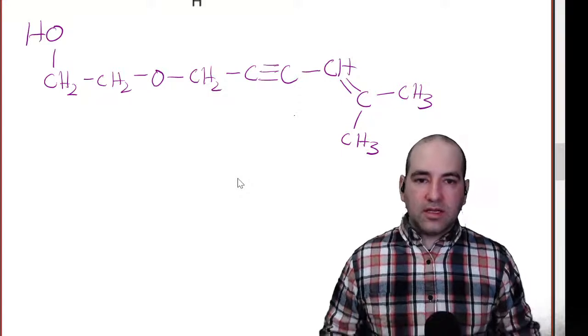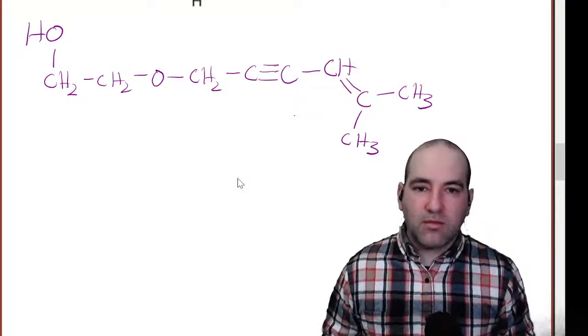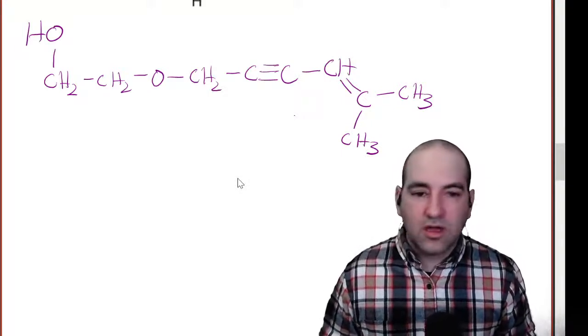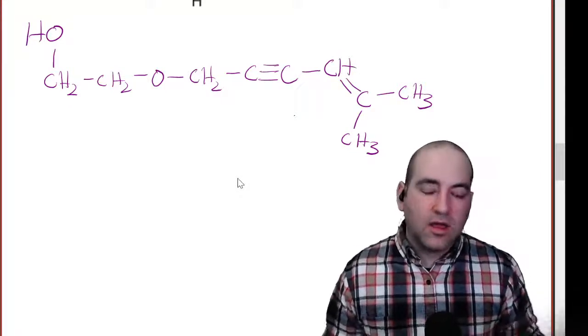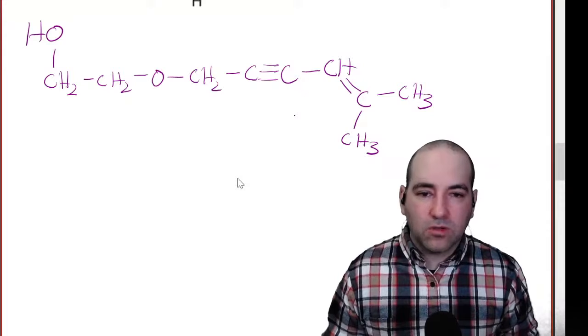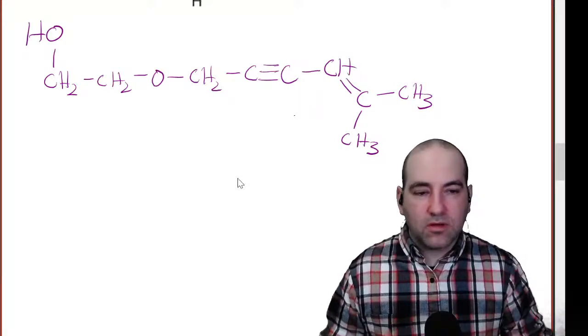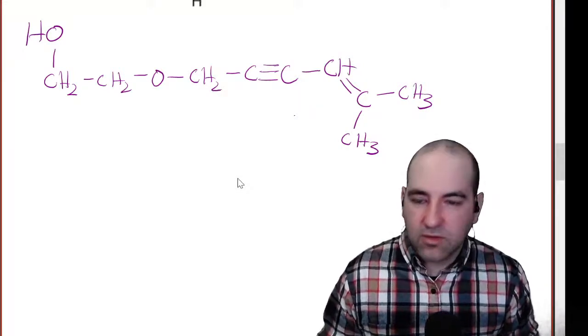Single bonds between carbon atoms or carbon and oxygen can rotate. So we can make those any angle, any direction we want. Double bonds and triple bonds don't rotate. So we have to actually keep the geometry or the orientation that we find for those.